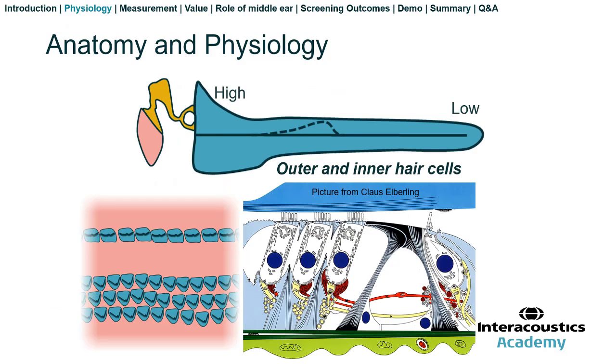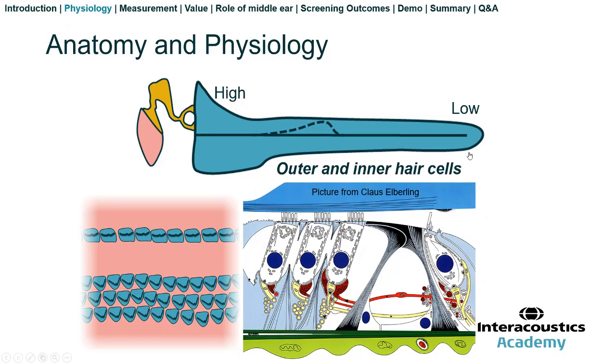The cochlea, importantly, is also organized by frequency along its length. If you take that coil and roll it out, you see that the high frequencies are represented at the base, and these are by outer hair cells that are sensitive to high frequencies.